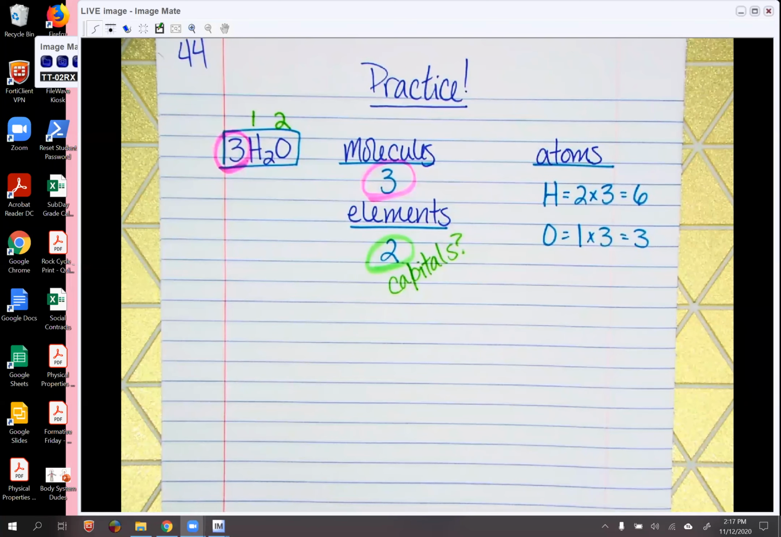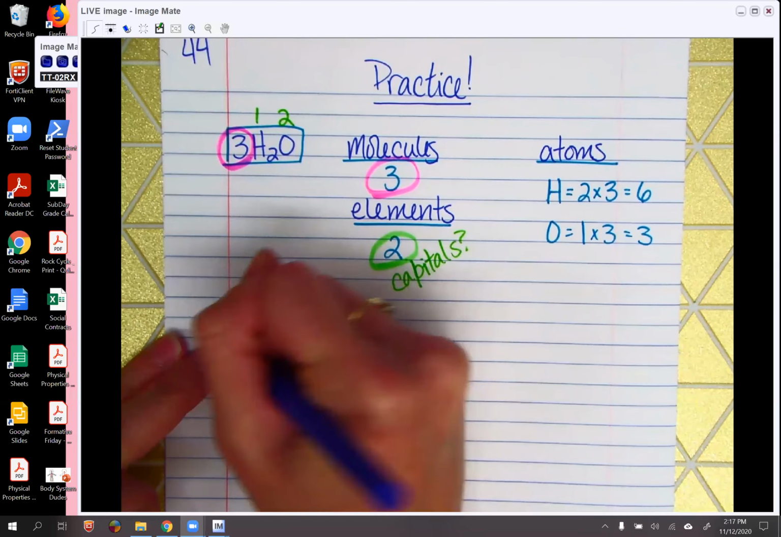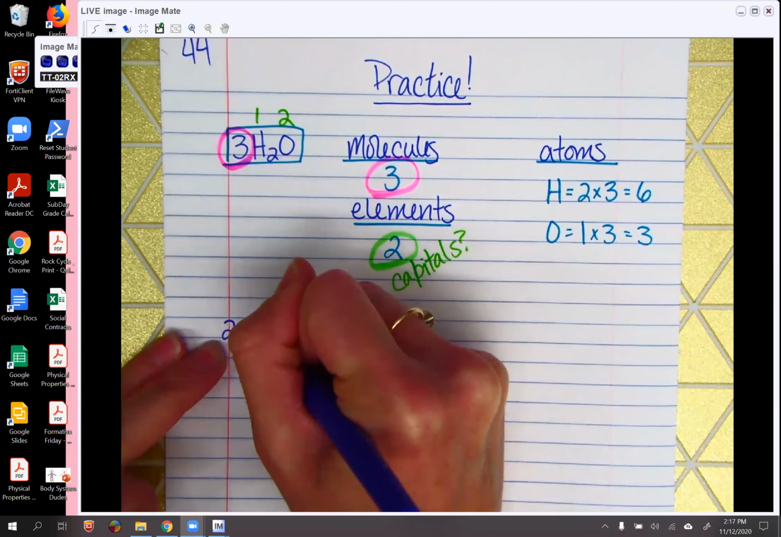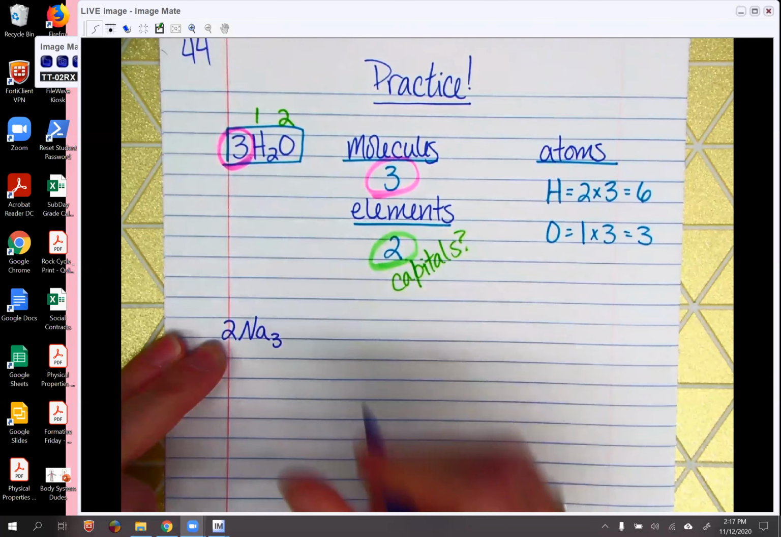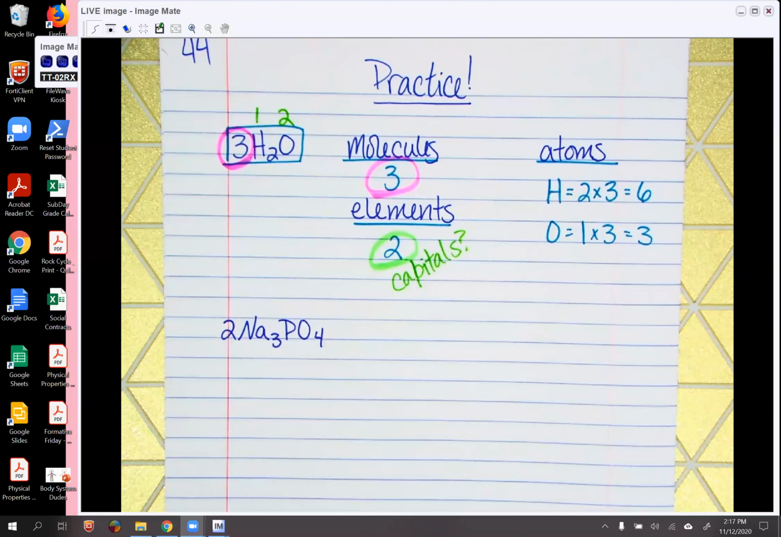Were you able to follow that pretty easily? Yes. All right, I'm gonna level it up. Are you ready for the level up? 2Na3PO4.